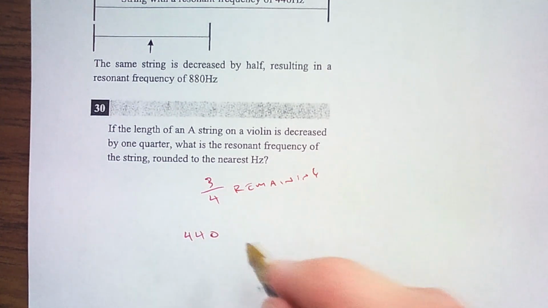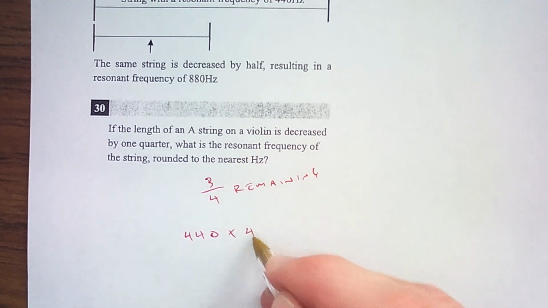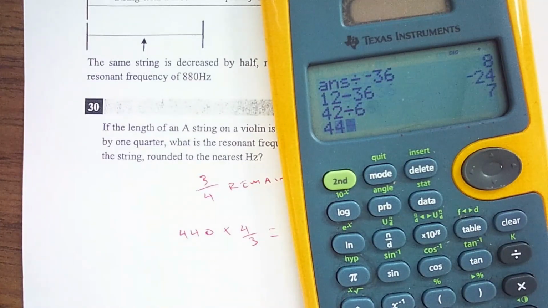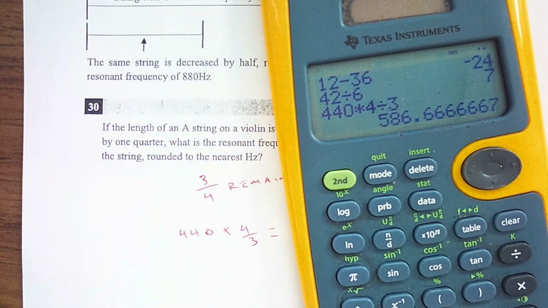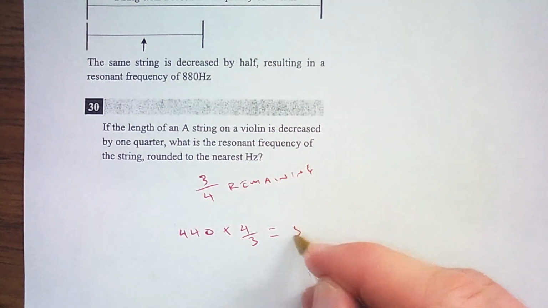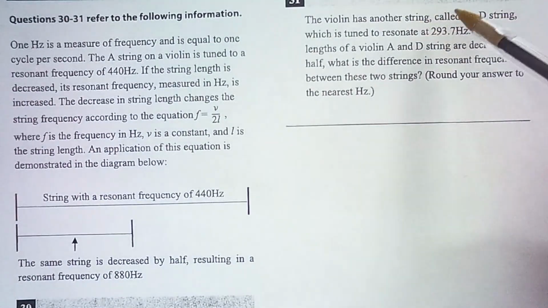So I'm going to multiply by the reciprocal. I started with 440, and I'll multiply that by the reciprocal of 3/4, so times 4/3. 440 times 4 over 3 is 586.6, so 587 goes in my grid.